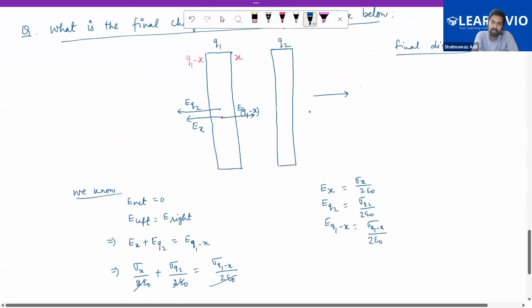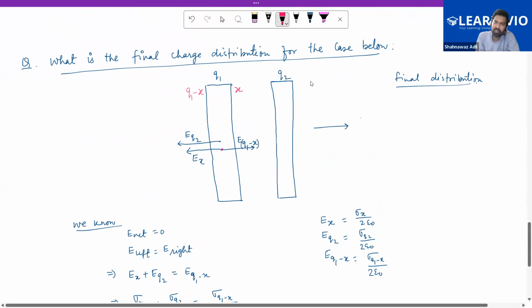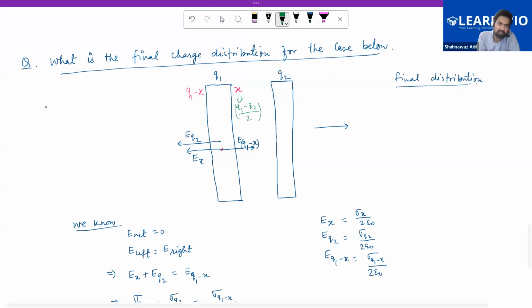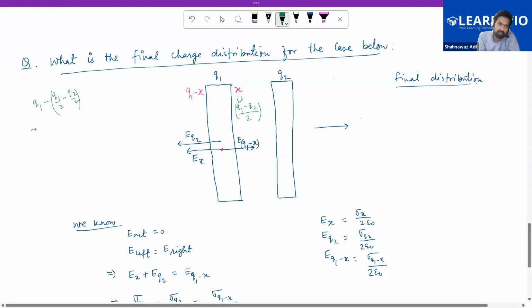Yes, sir. So in here, what do we have? We have x equal to Q1 minus Q2 divided by 2. This is the charge distribution. And what is the charge distribution? The charge distribution is Q1 minus x, which is Q1 by 2 minus Q2 by 2, right? So this is in bracket. So this will become Q1 minus Q1 by 2 plus Q2 by 2. So this is Q1 by 2 plus Q2 by 2. So on this side, we have Q1 plus Q2 by 2. Is it clear? Yes, sir.